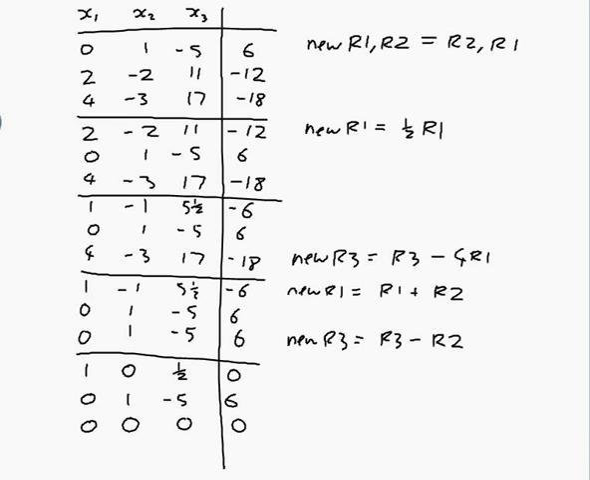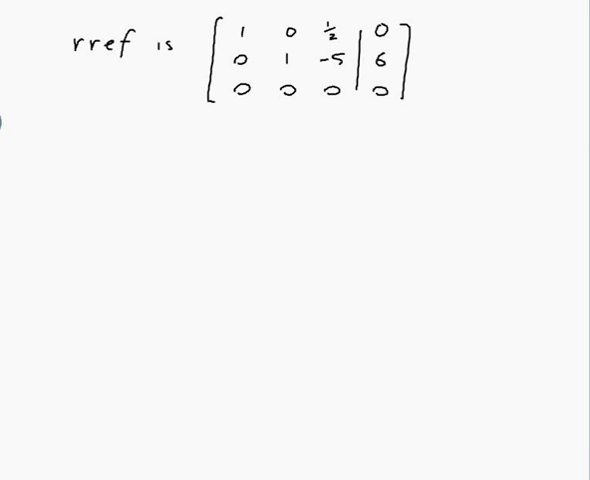Now I suppose technically we should actually write down exactly what the reduced row echelon form is, because the question asked us to do that, so we will do it as well. So the reduced row echelon form is 1 0 a half 0, 0 1 minus 5 6, 0 0 0 0. That's the reduced row echelon form of the augmented matrix. And now we can do part B.